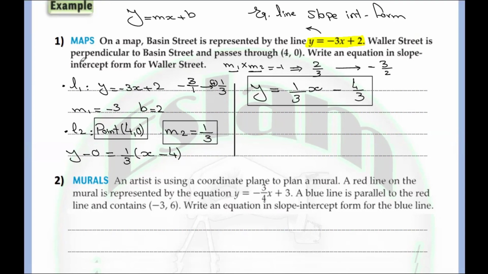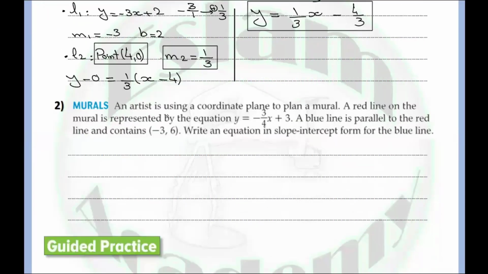Again, for question number 2, now we have an equation of a line, the first equation. This line is parallel. What is the meaning of parallel? They both have the same slope.